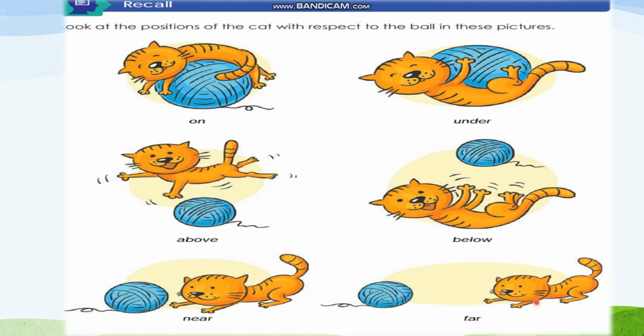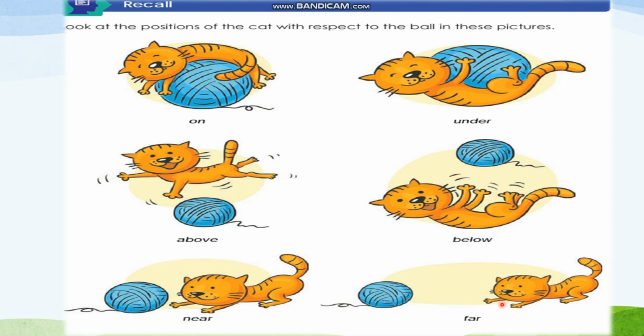Now look here. Here the cat is far from the ball. Far away from the ball. Okay. Here it is near to the ball and here it is far from the ball.